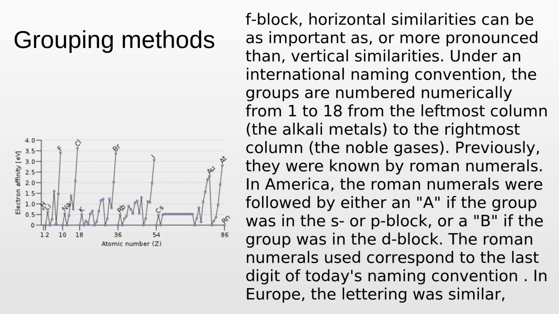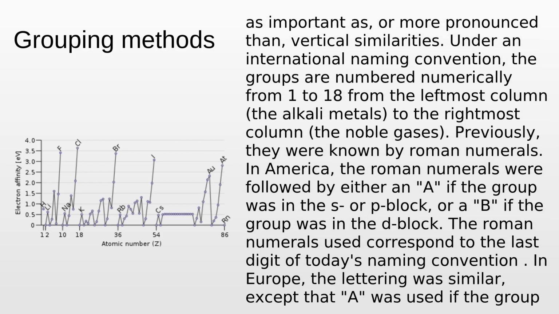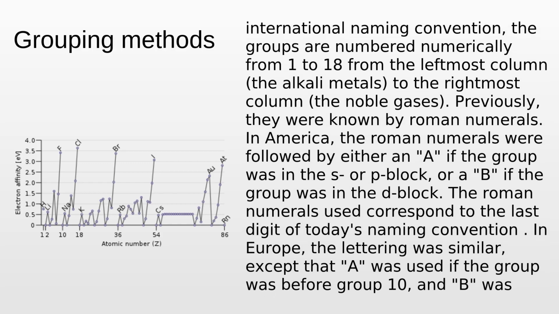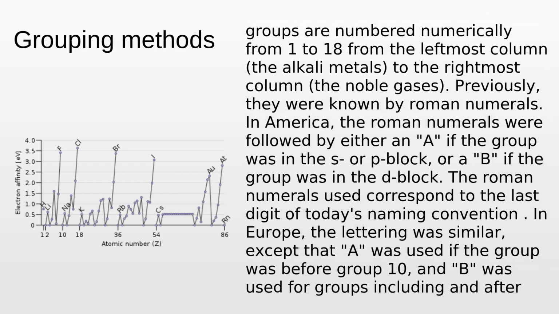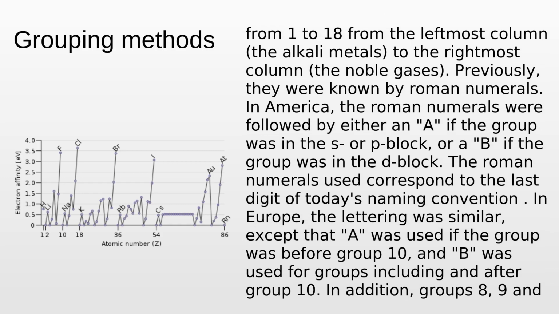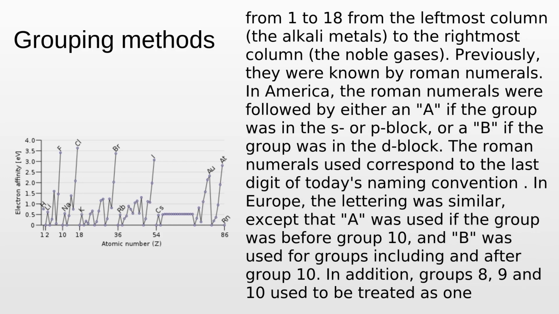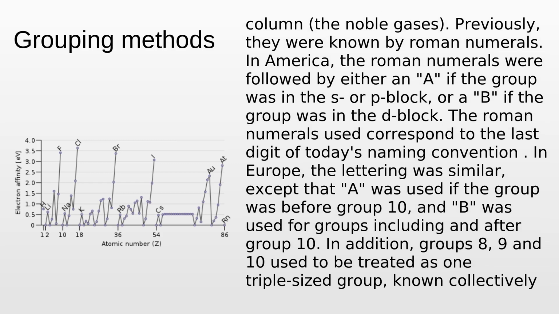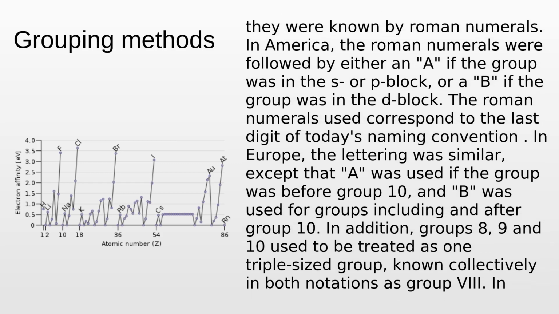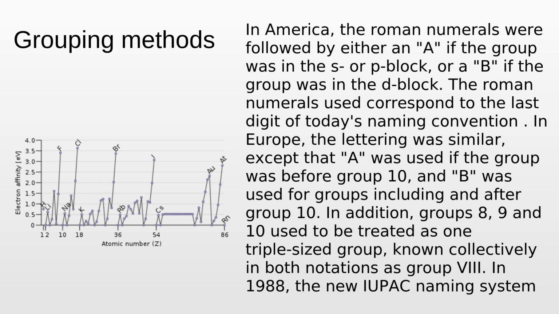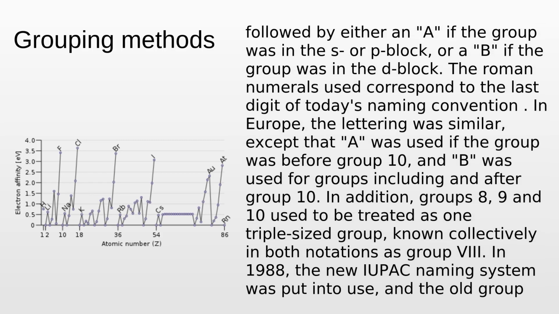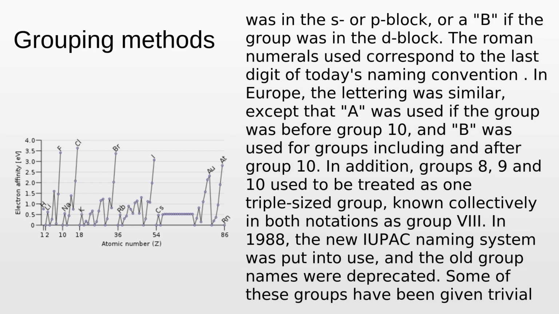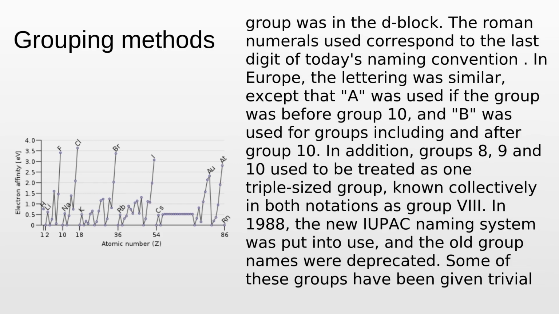Under an international naming convention, the groups are numbered numerically from 1 to 18, from the leftmost column, the alkali metals, to the rightmost column, the noble gases. Previously, they were known by Roman numerals. In America, the Roman numerals were followed by either an A if a group was in the s or p block, or a B if a group was in the d block. The Roman numerals used correspond to the last digit of today's naming convention.